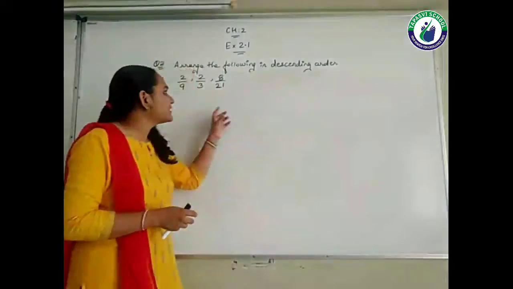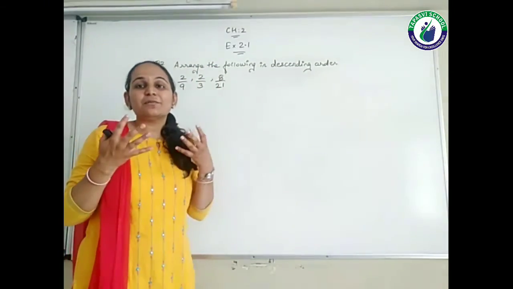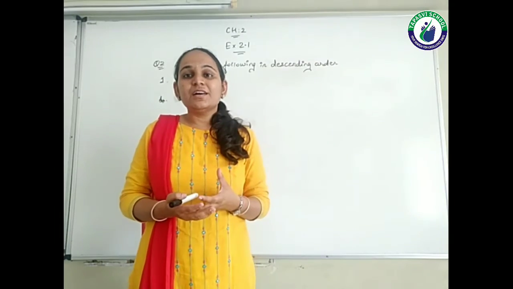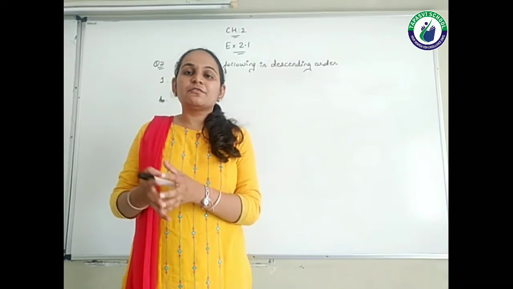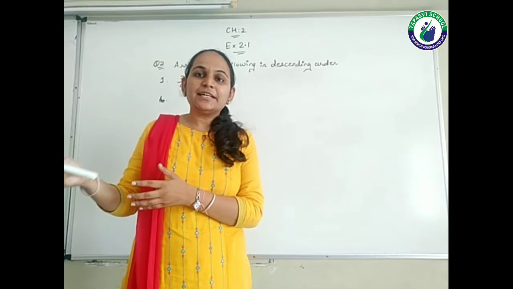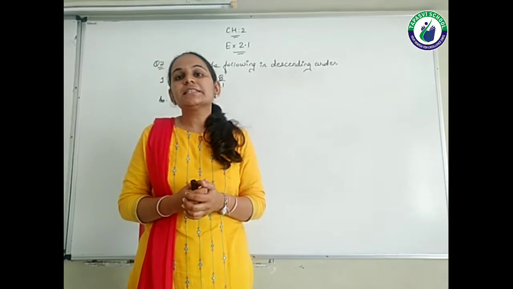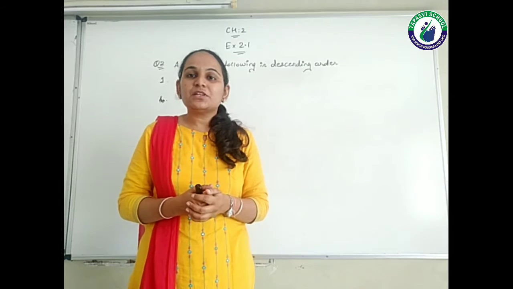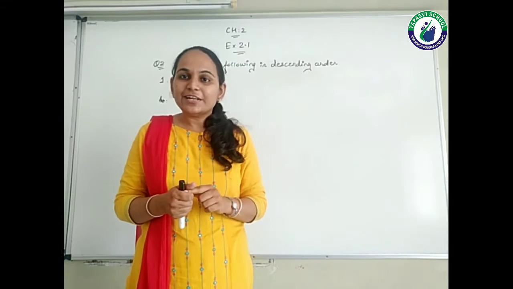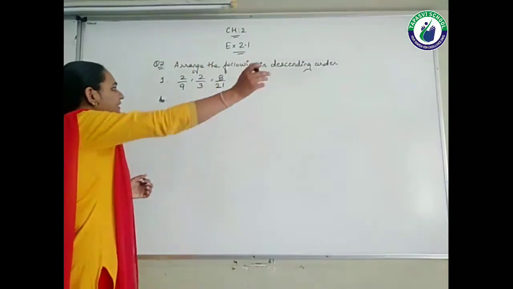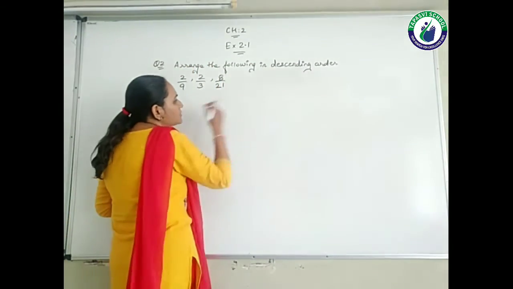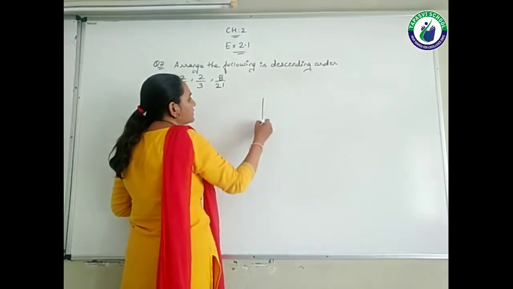So if you see all the fractions, what is the criteria to keep the fraction as the greatest or the smallest? For that we have to make the denominators the same first. So again, to make the denominators the same, I have to take the help of LCM. So I am finding the LCM of 9, 3 and 21. So here I am calculating it.